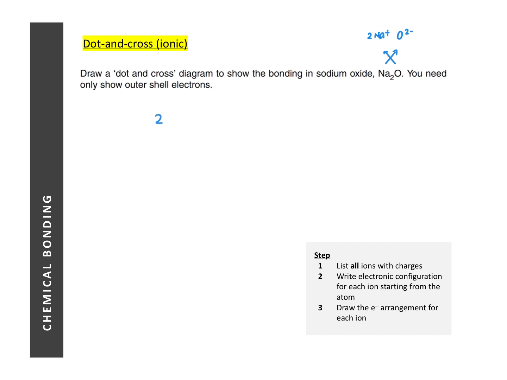So step number 1, list all the ions together with the charges. Step 2, write the electronic configuration for each ion starting from the atom. So the electronic configuration for sodium atom is 2.8.1. As we know, it's not stable, so you need to remove one electron. Okay, and then the electronic configuration for oxygen is 2.6, and again it's not stable, so it needs to take in 2 electrons to become 2.8.